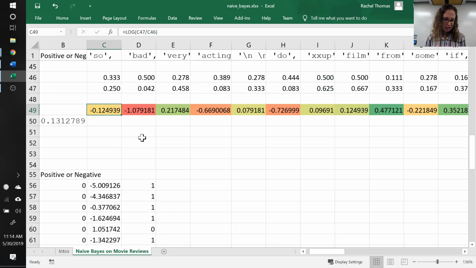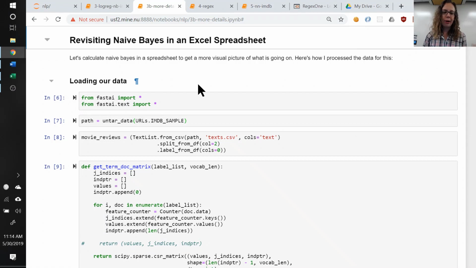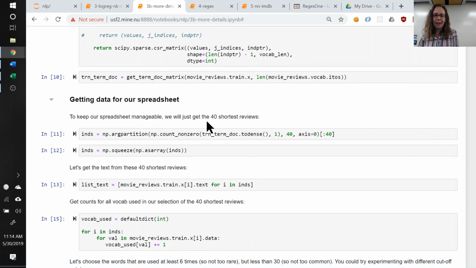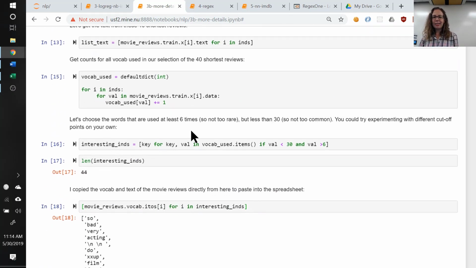I really just wanted you to see this visual, but if you're interested in the code of how I created it, I put that at the bottom of Notebook 3B, just what I ran to get those. As I said, I just chose the 40 shortest reviews to look at. Then I chose vocabulary words that were used at least 6 times, but less than 30, because I thought that would give interesting words that were not super rare, but also not super common.